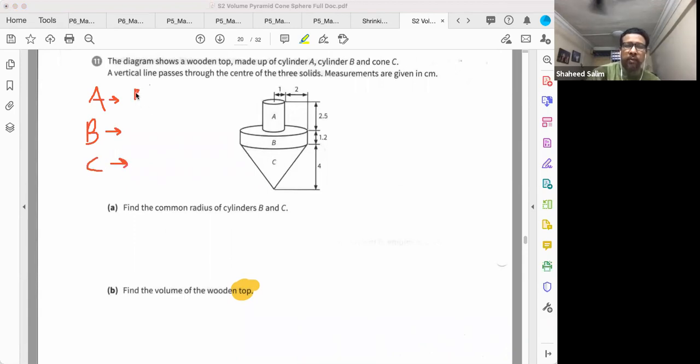This one is base area times height. Okay, for A, same thing, base area times height.